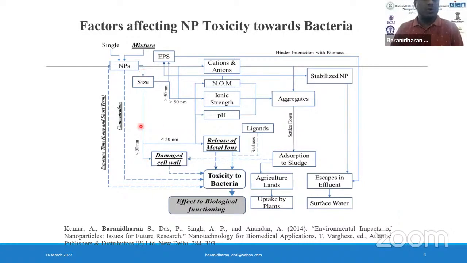So if you look at the literature, if the size of nanoparticles is less than 50 nanometers, they are more prevalent in damaging the cell wall of the bacteria. And again, if they are less than 50 nanometers, they release metal ions. Still, those metal ions pose a severe threat to the existence of these microbes, or the bacteria. So the size plays a vital role.